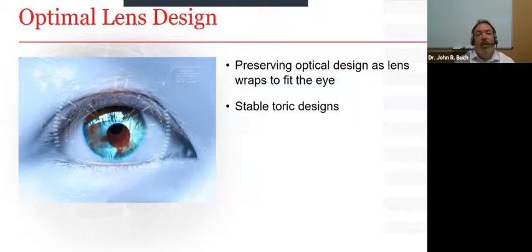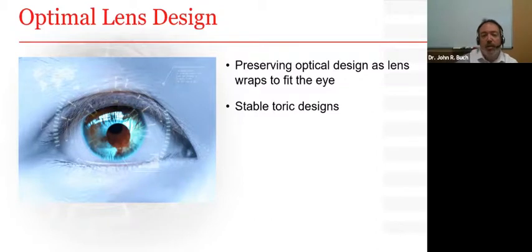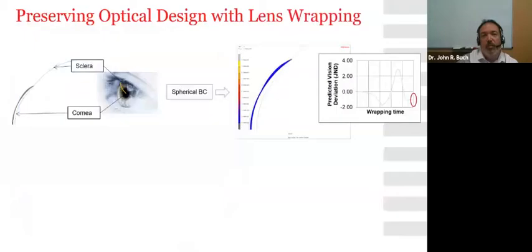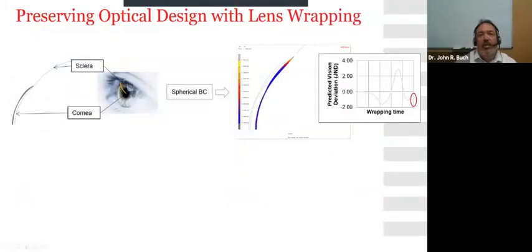Okay, now I'll talk about optimal lens design, and I'm going to touch on two different concepts. One of them is the concept of lens wrapping, and then the importance of stable toric lens designs. So this slide illustrates the impact of placing a spherical lens and an aspherical lens on an aspherical cornea.